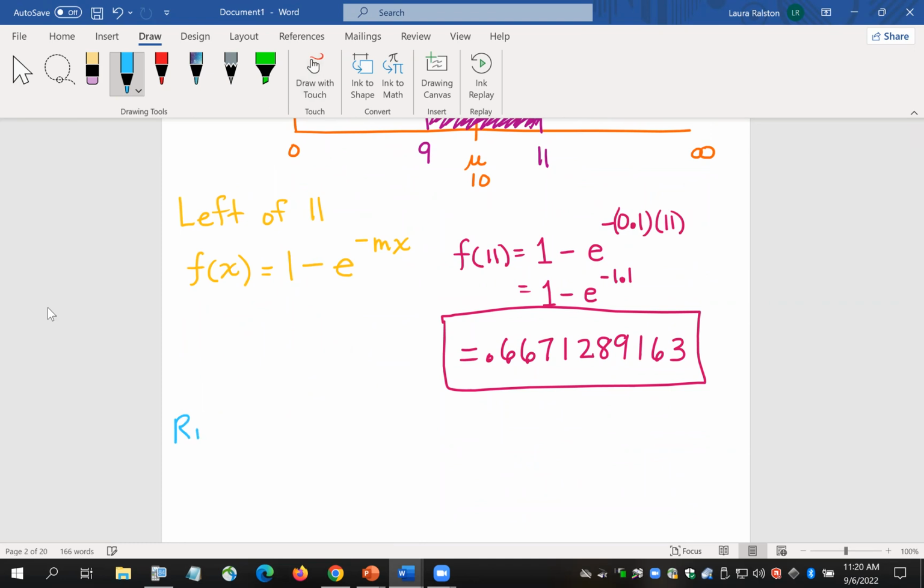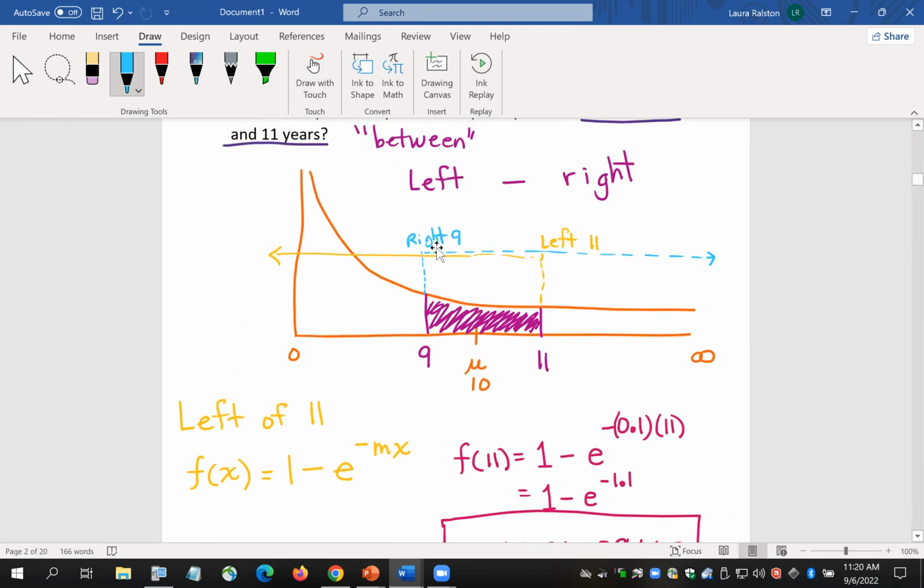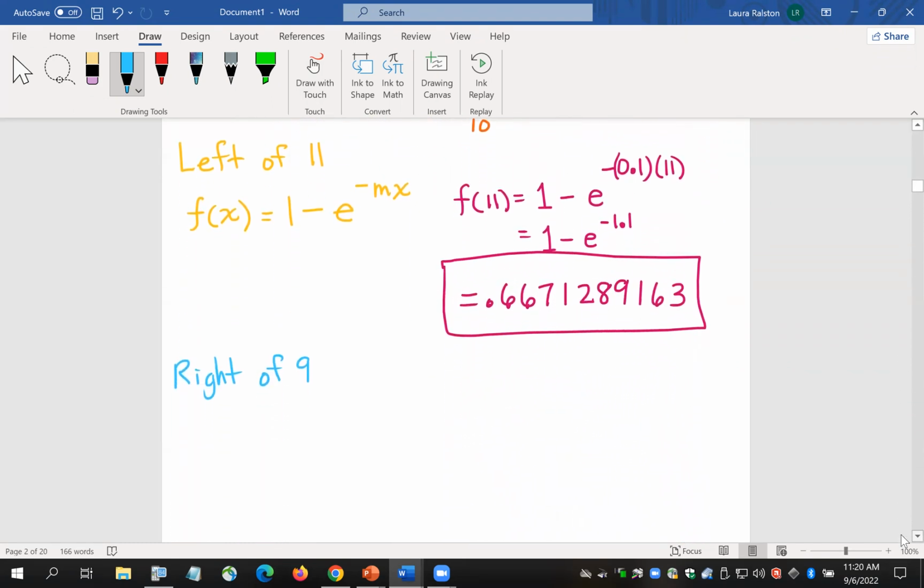Okay, so right of 9, because I need to figure out going up from 9. So the formula for right of 9 is, goodness, I've lost my mouse. F of x equals e to the negative mx. Okay, so I'm doing f at 9 because that was the value that we were asked to find.